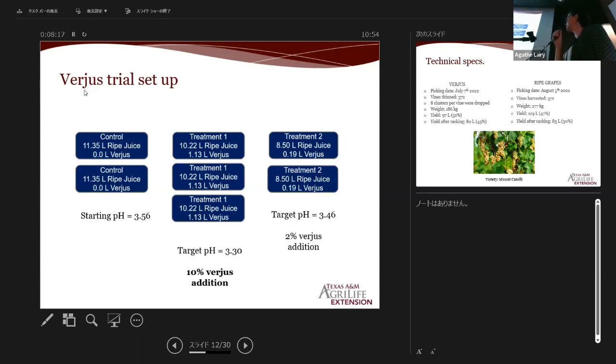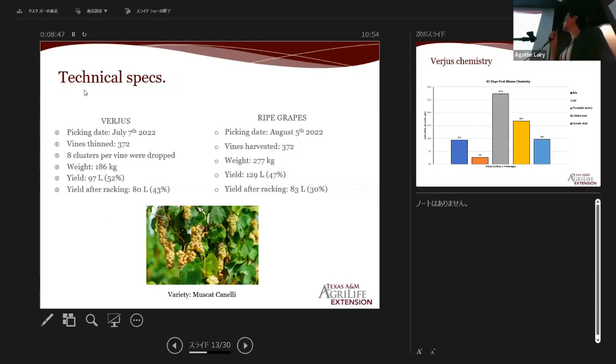And then the second, treatment two, was adding verjus to the juice to have a 0.1 pH drop. So how much do we need to add to drop the pH by 0.1? We're trying to run a comparison with tartaric acid, which is traditionally used in the industry to acidify wines. So we know that usually 1 gram of acid addition, generally speaking, drops the pH by 0.1. So we wanted to see how verjus compares. So these are the technical specs for our experiment.